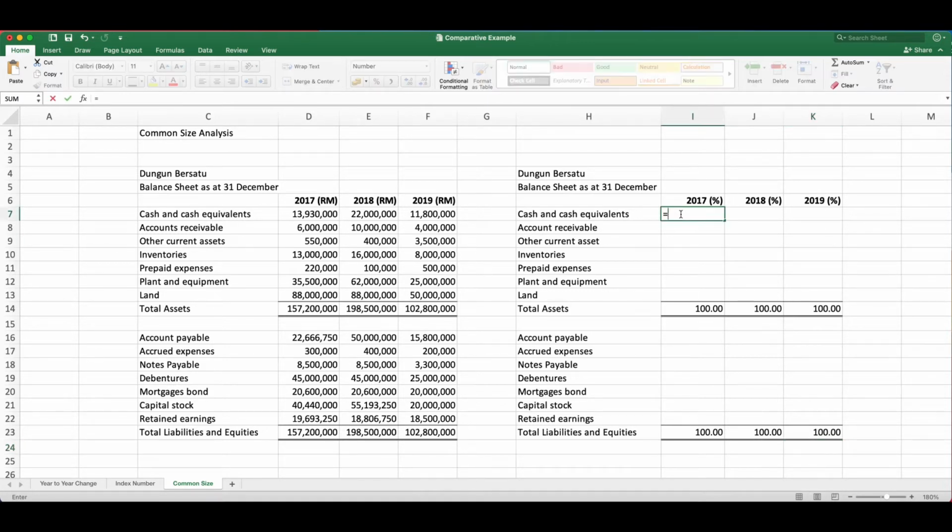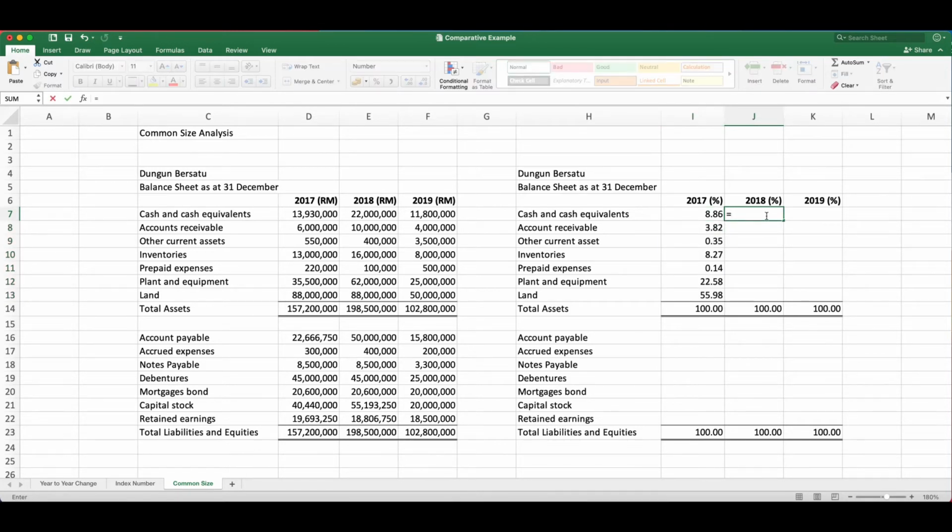To calculate the proportion or percentage of cash and cash equivalents out of total assets, this one is equals the cash and cash equivalents 2017, which is 30,000, divided by the total assets of the year 2017, 157,200 thousands, and then times 100% because we want the answer in percentage. Then you just drag down the formula. So we can read the cash and cash equivalents is 8.86% out of total assets 100. The biggest asset owned by the company is land, at 55.98% out of total assets, out of 100%.